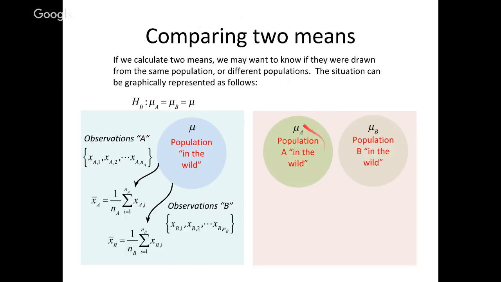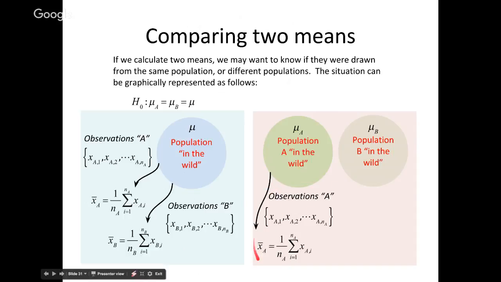Anyway, whatever the case, we've got two populations now, a population A and a population B, with their own unique population means. And then we go and collect some observations on population A. And again, we calculate a mean for that.